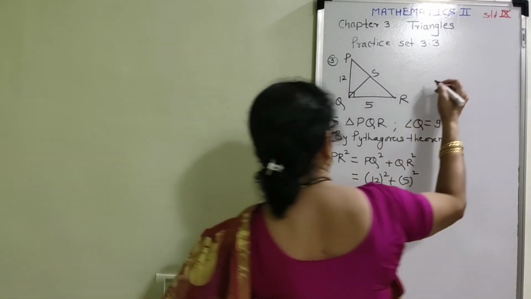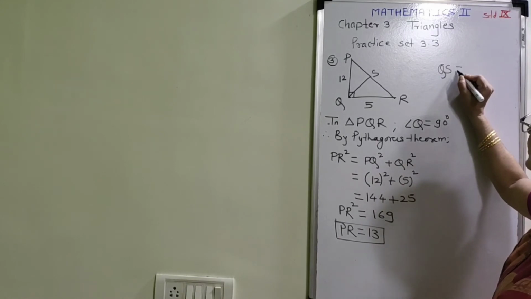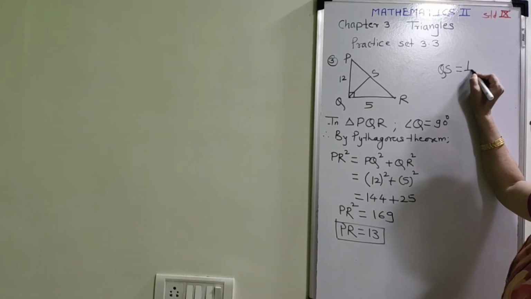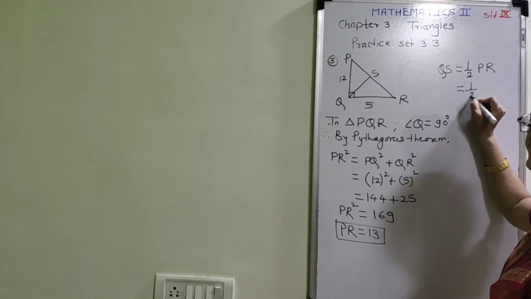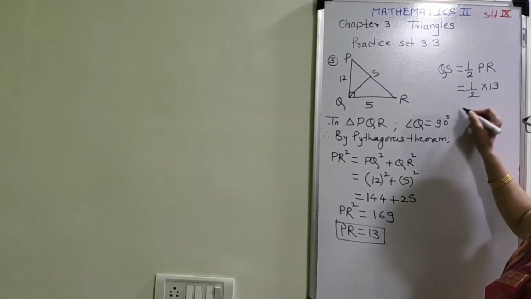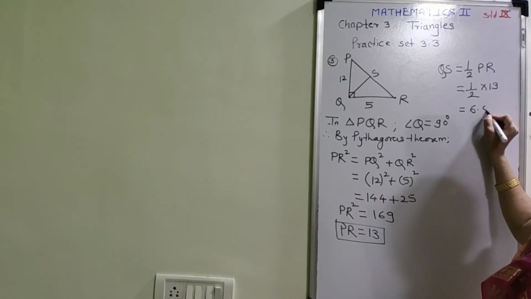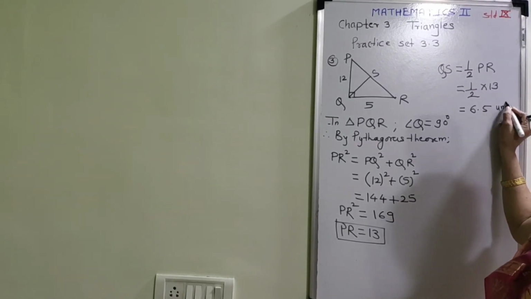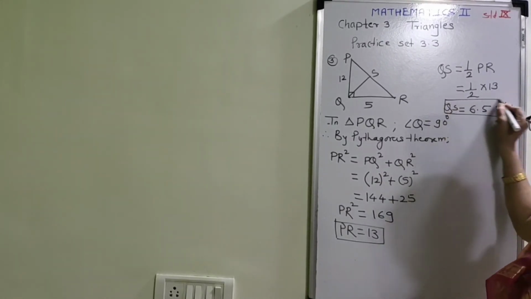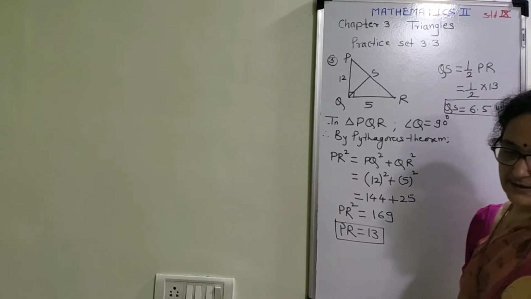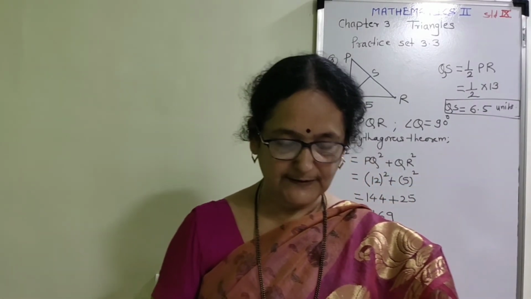Now using the property, we know that the median on the hypotenuse is exactly half of PR, that is equal to half of 13. Half of 13 is equal to 6.5. Therefore, the median QS is equal to 6.5 units. Now we have completed our third example.